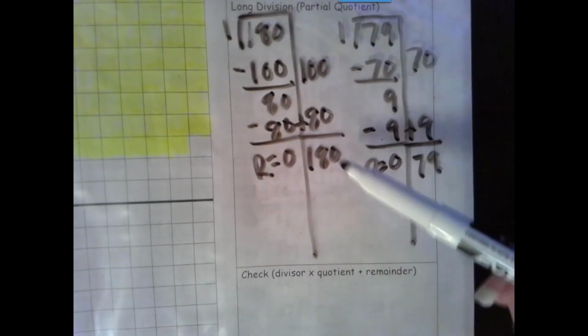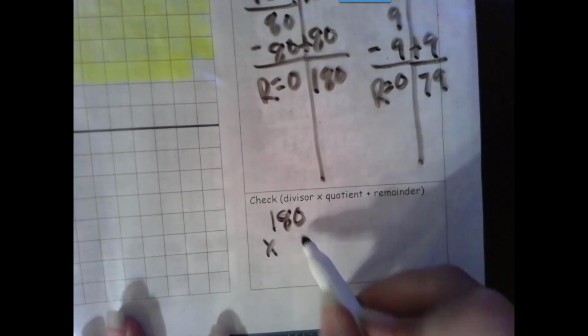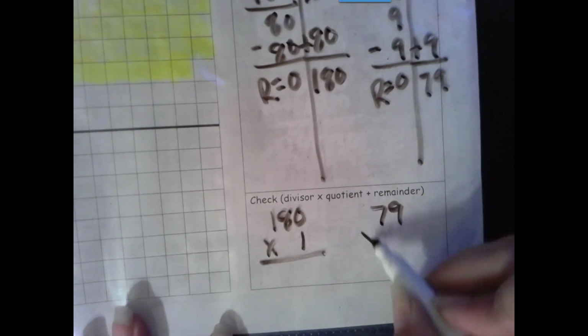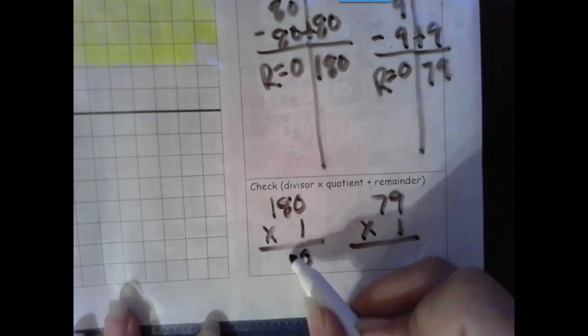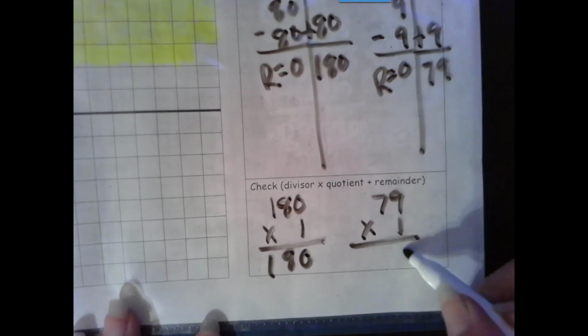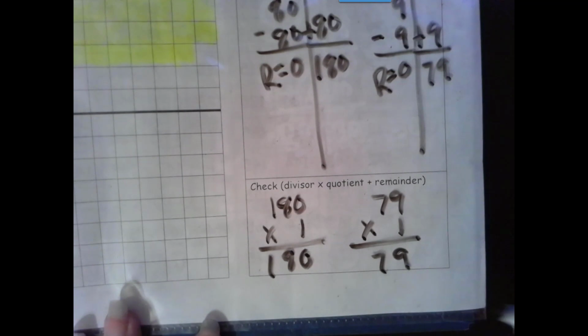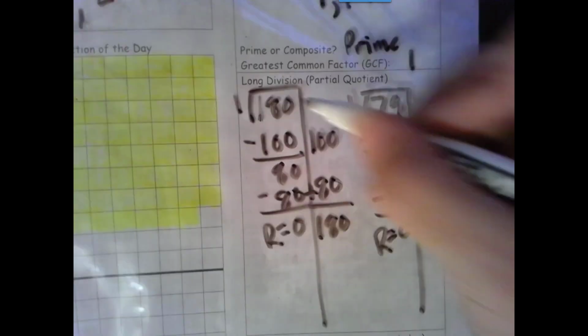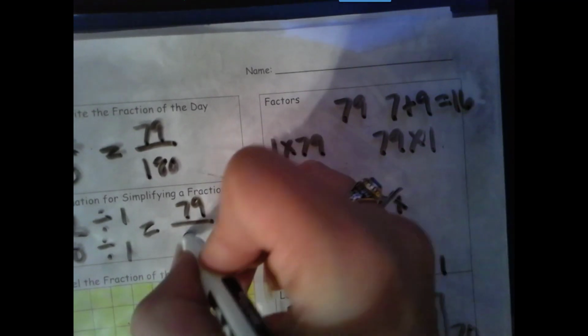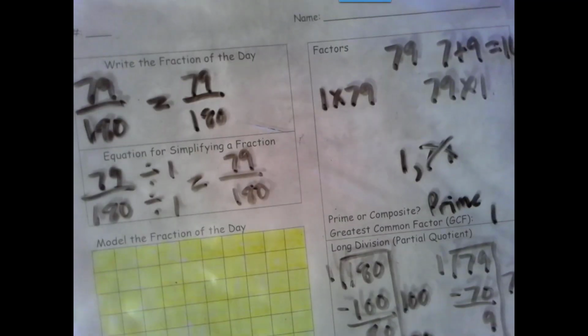Now we're going to check. Divisor times quotient plus remainder. Since our remainder is 0 and the identity property of addition says when you add 0 it stays the same, we don't need to add the 0. But what we end up with here is the identity property of multiplication that says when you multiply by 1 it stays the same. One group of 9, one group of 7 tenths. So 79, that matches my dividend, so that checks. 180, that matches my dividend, so that checks. So our numerator is definitely 79, and our denominator is definitely 180.